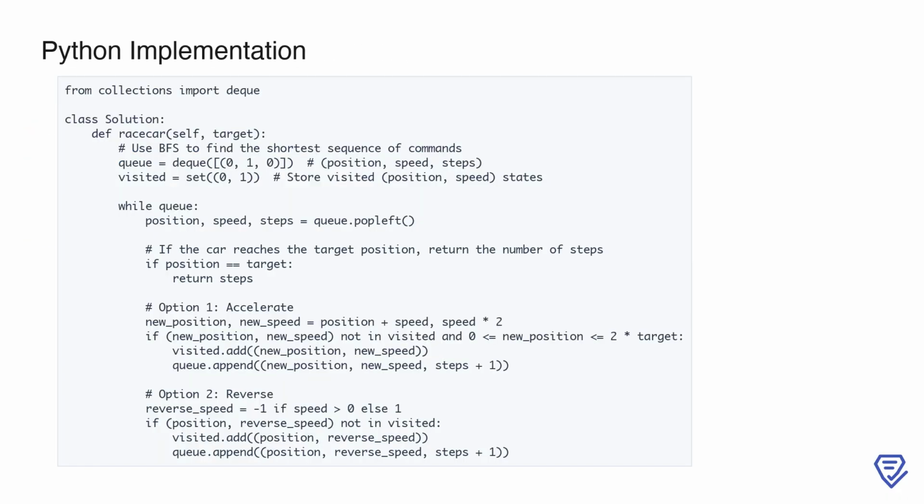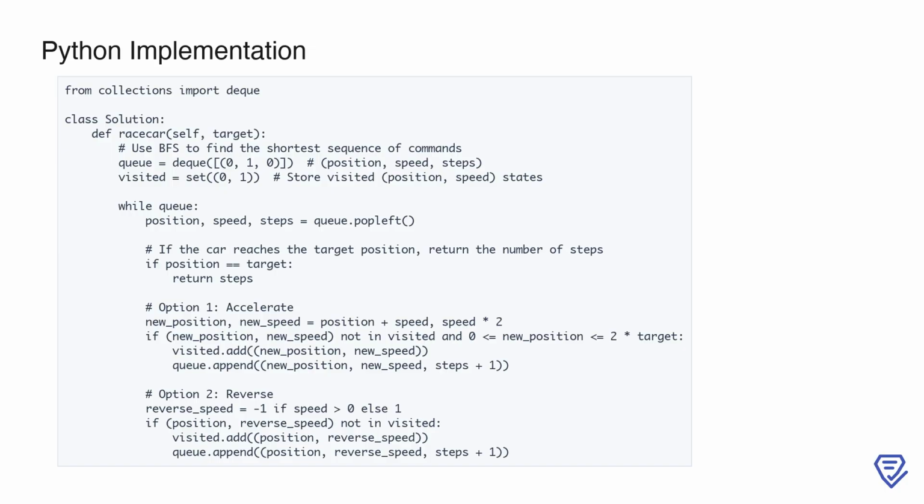This solution employs a breadth-first search (BFS) approach to find the minimum sequence of commands required to reach the target position. The BFS strategy is well suited for this problem as it systematically explores all possible states, position and speed combinations, level by level.